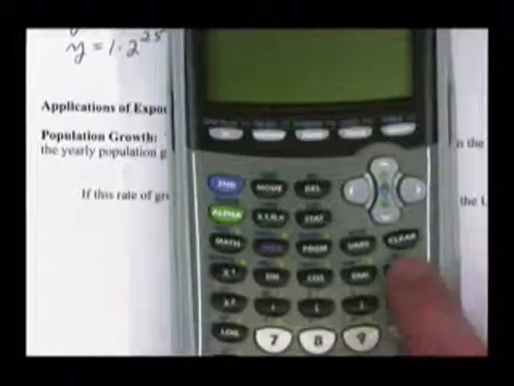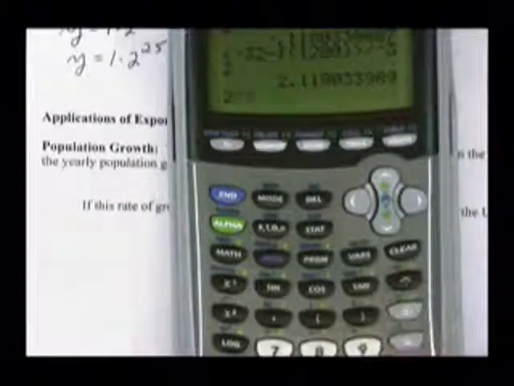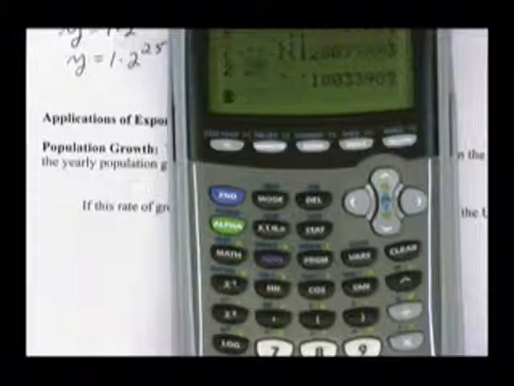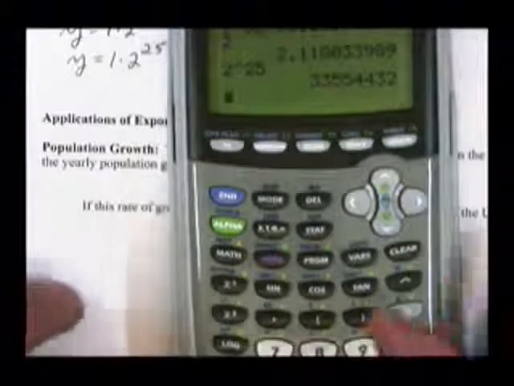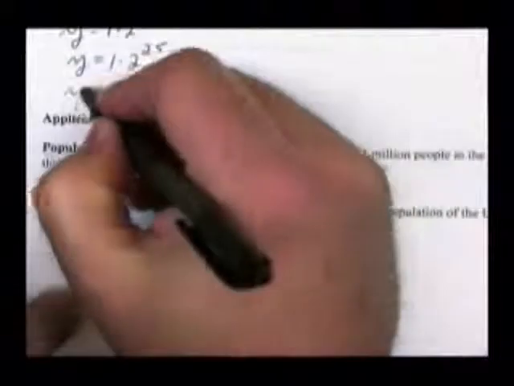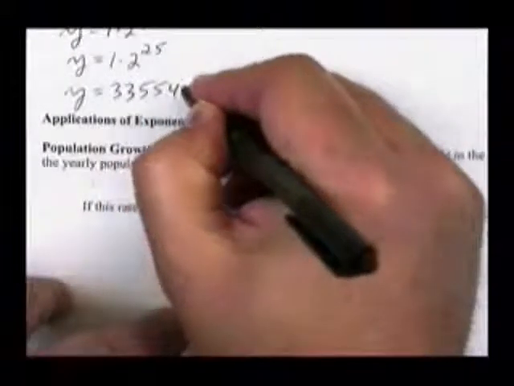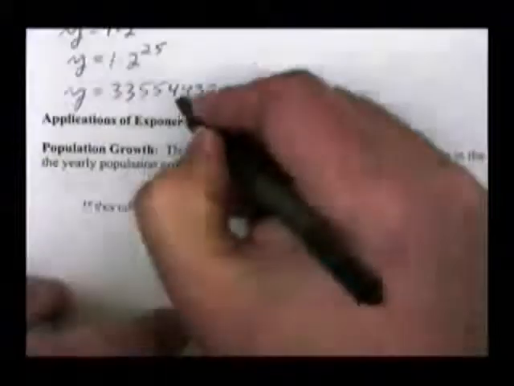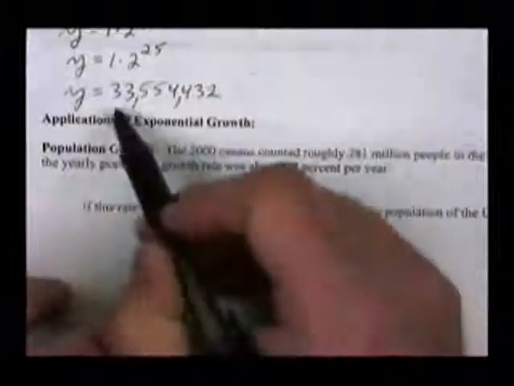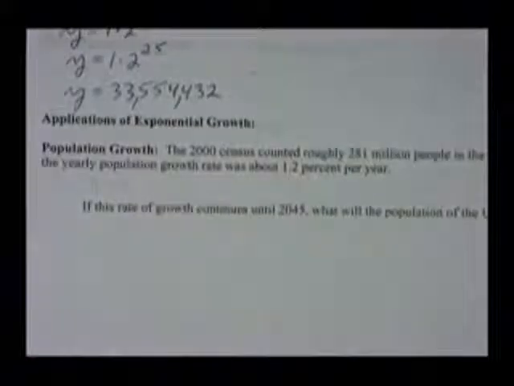The button I'm going to use is this button for exponent. And I'm going to put in 2 raised to the 25th power. And notice I get a very large number. So I get 33,554,432 spaces is what's going to happen.